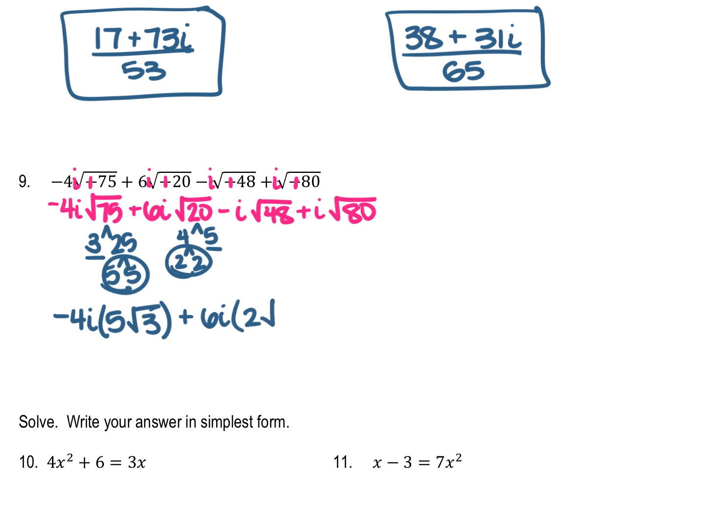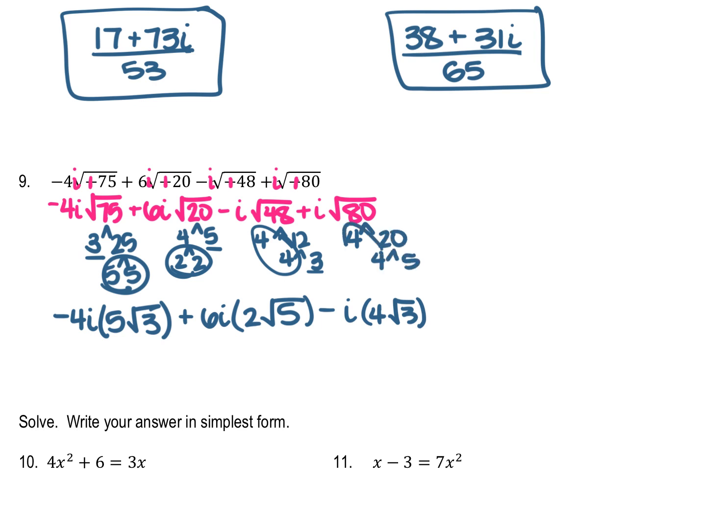Square root 5. Then with the negative i times the square root of 48, that 48 is 4 and 12. 12 is 4 and 3. Your 4's pair up, your 3 stays under, so that's negative i times 4 square root 3. Then your i square root 80, your 80 is 4 and 20. 20 is 4 and 5. Those 4's pair up, so that's going to give you i times 4 square root 5.